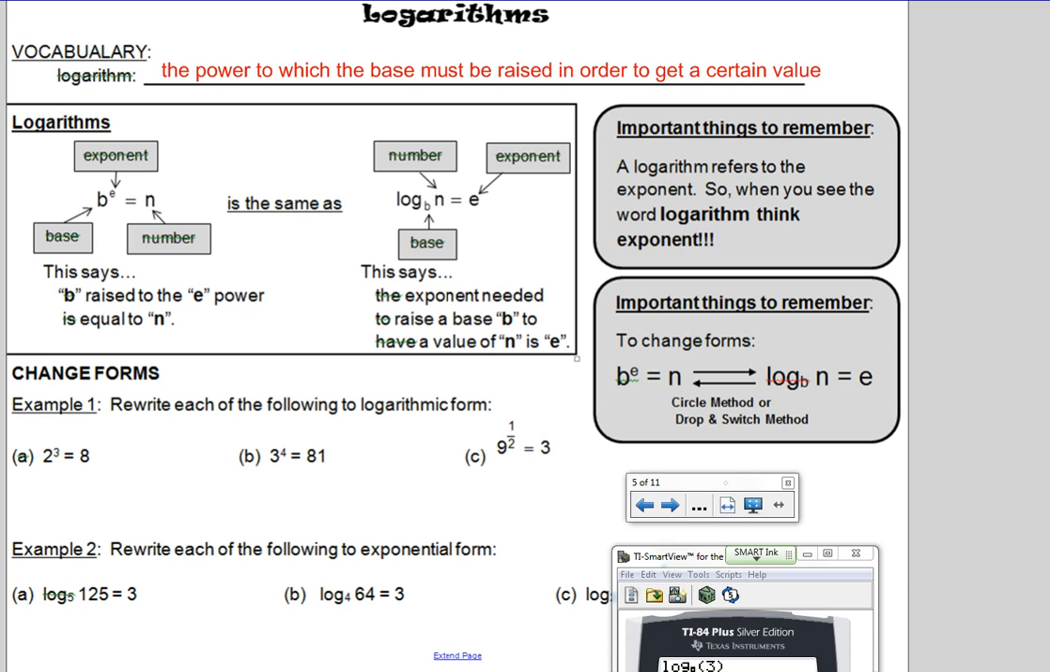So if I write that in log form, that would mean that the log, again, exponent is another word for log, the log slash exponent that makes a base number of 2 become a value of 8, the exponent is 3.